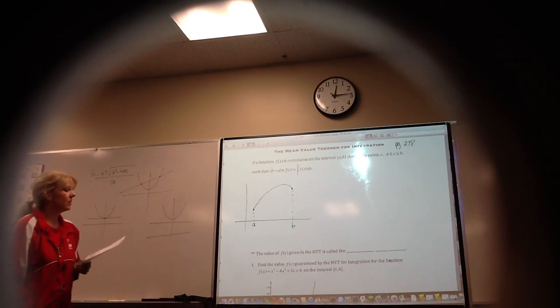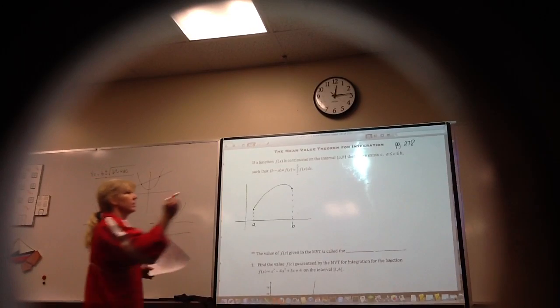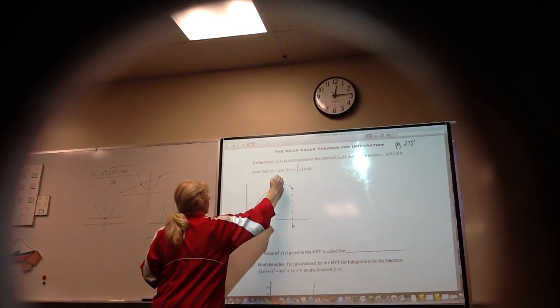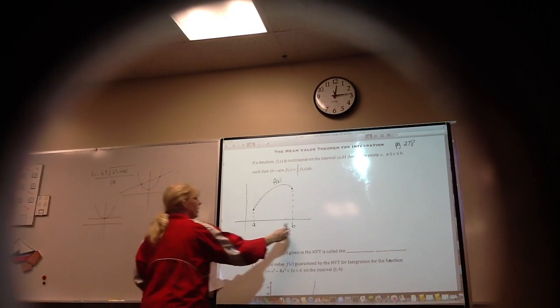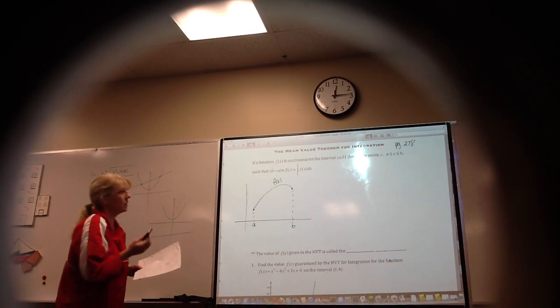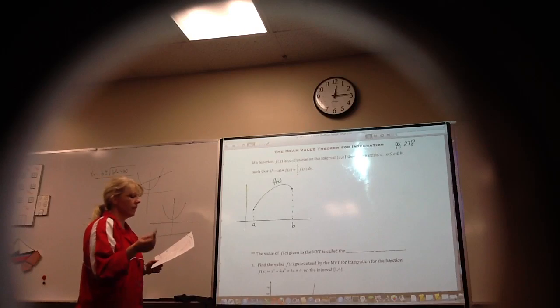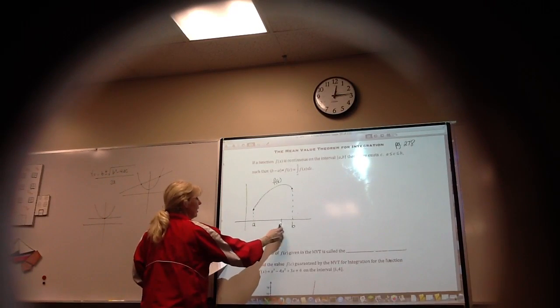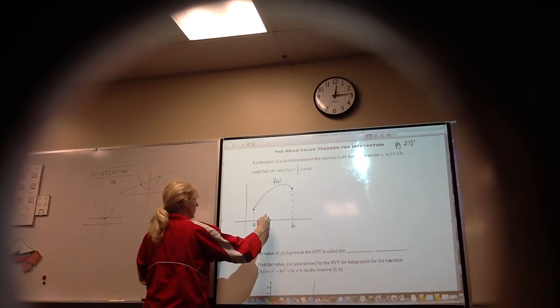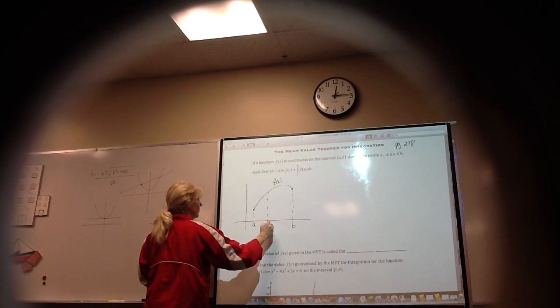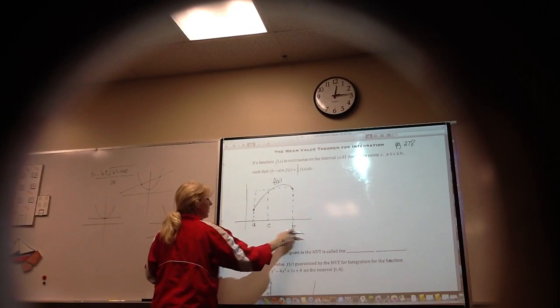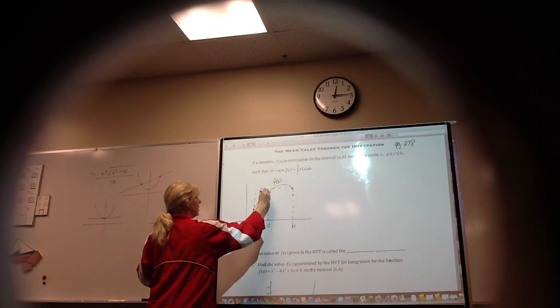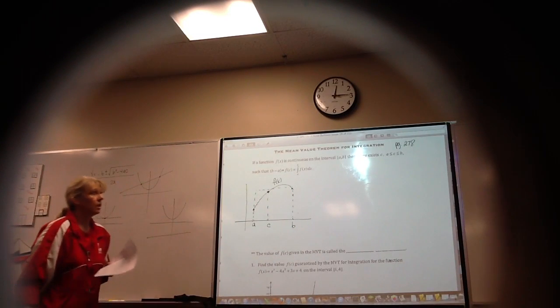Okay, so we've got this random function, f of x, and it's continuous on the interval from a to b. The mean value theorem says that there's a value somewhere between a and b, which is c, in which the area of the rectangular region, b minus a times f of c, this point right here. Does it matter where c is?